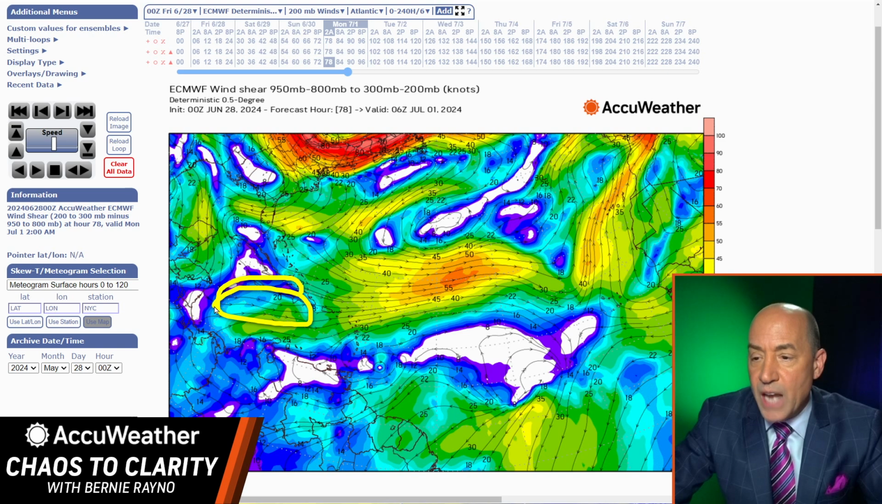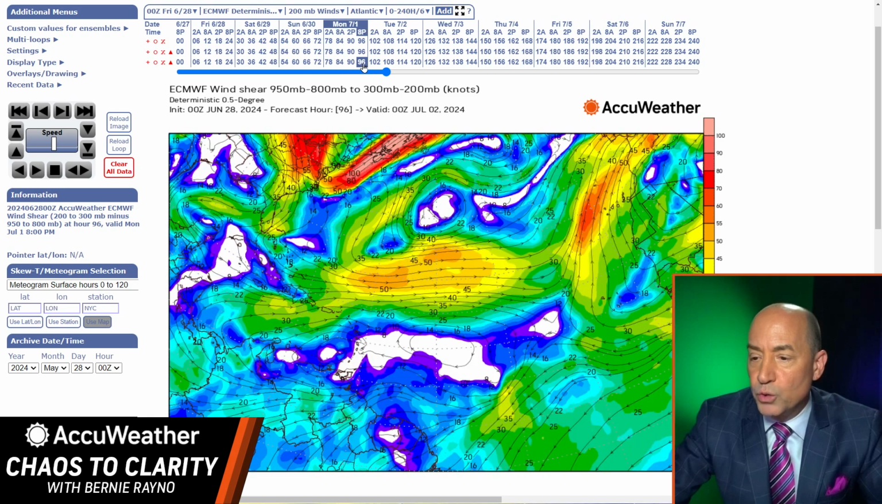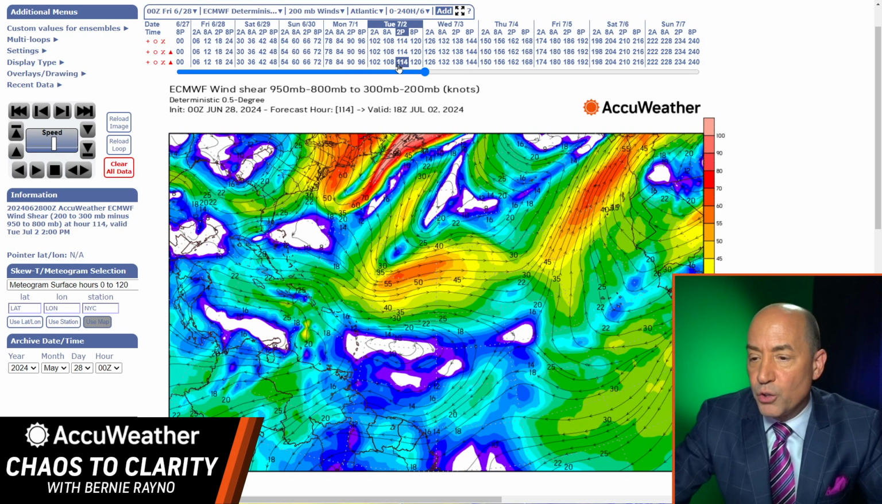You have wind shear now. This is Monday morning, south of Jamaica and Hispaniola. But what happens is, as you go forward, watch what happens. You start losing that wind shear. See how it keeps lifting to the north?